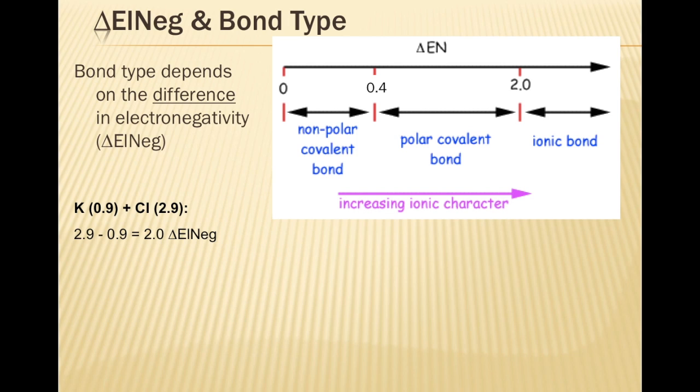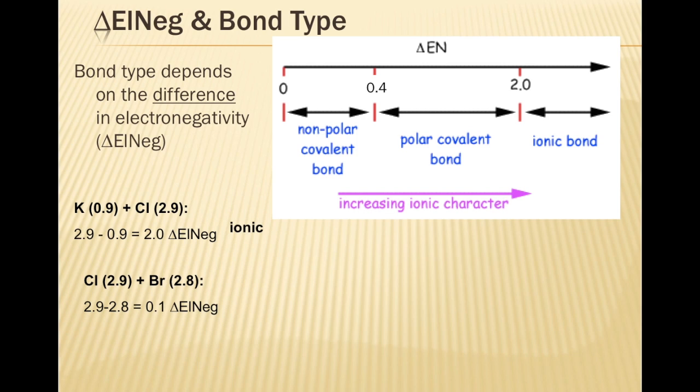So basically, if we subtract the electronegativity of potassium from that of chlorine, we get a difference in electronegativity of 2. And if we look at our chart here, 2.0 or above, that's an ionic bond, which is what we would expect because potassium and chlorine are a metal and a nonmetal, and they form an ionic bond.